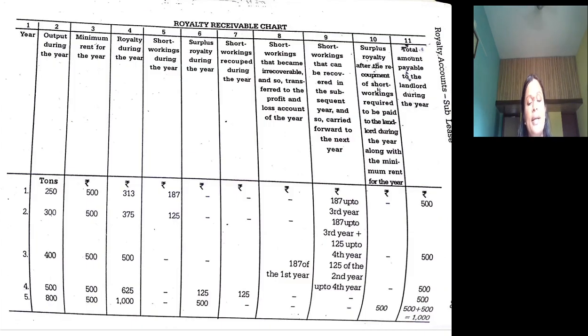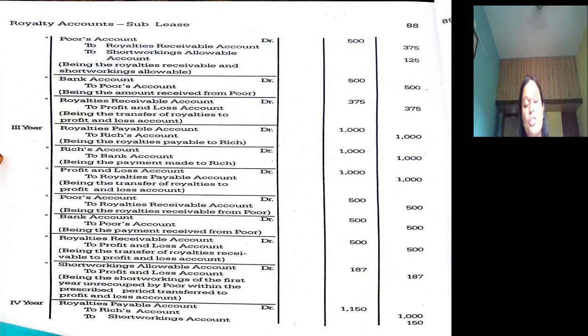We'll look at the third year. The third year situation is: minimum rent is equal to royalty, and there is a loss to the lessee to the extent of 187, which cannot be carried forward, but 125 can be carried forward. So this is profit to the lessor. That is very much important.